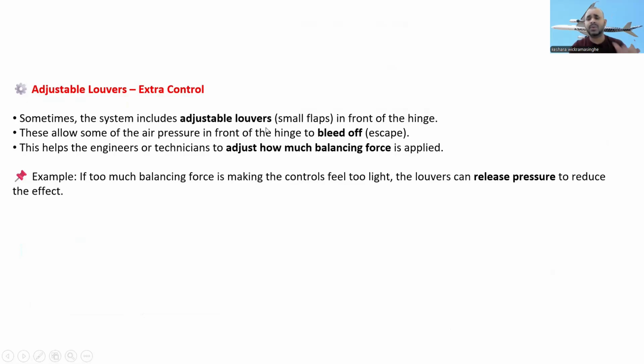Sometimes the system includes adjustable louvers, like small flaps in front of the hinges. This allows some of the air pressure in front of the hinge to bleed off, escape. So this helps engineers or technicians adjust how much balancing force is applied. For example, if too much balancing force is making the control feel too tight, the louvers can release pressure to reduce the effect.